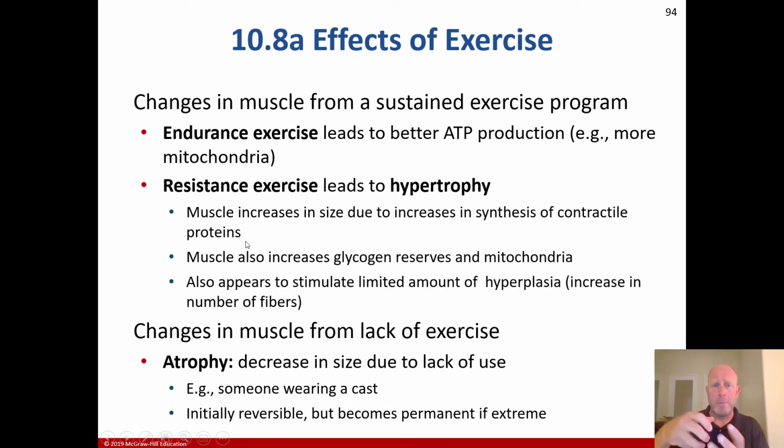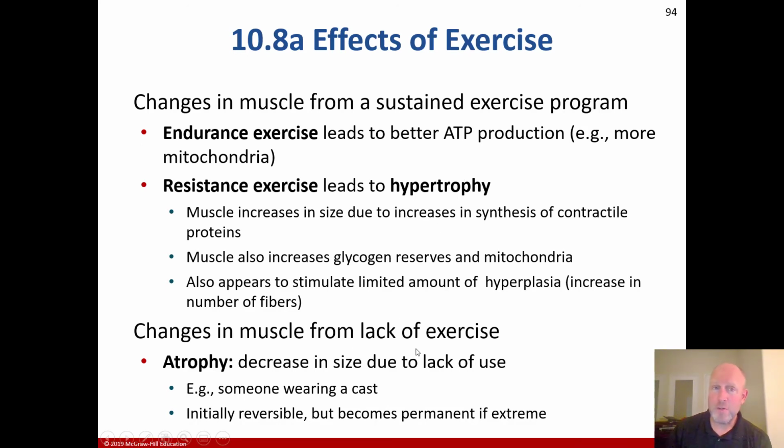So the muscle fibers themselves are getting bigger, and muscle also increases glycogen reserves in the mitochondria. It also appears to stimulate a limited amount of hyperplasia. Well, that's questionable. Very, very limited. That's actually a little sketchy, and I left that there as well. Hyperplasia is really highly unlikely to occur in most humans at all. So it may happen to some extent, extremely limited if it happens at all. And it's related to more high-level elite athletes, and you'd know if that was you. If you're growing new fibers, that's hyperplasia. Growing new fibers out of the ones you already have, that's not likely. It's most likely just hypertrophy.